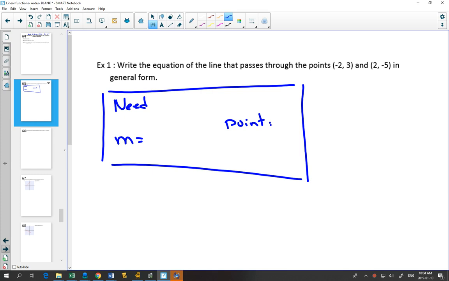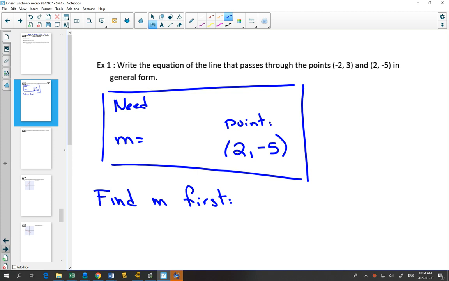So which point should we use? I'm serious, it doesn't matter. Which one would you like to use? Do you like 5s better than 3s? Okay, so we're going to use the 5 one because someone likes 5s better. That's perfectly fine. But we need our slope. Since we don't have that, we're going to find m first.